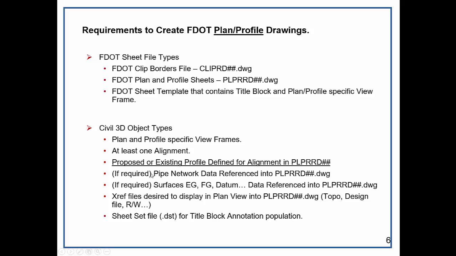And then if required, just like our plan drawings, we have to have pipe networks data referenced in, if required, surfaces, and also our XREFs to display in our plan view drawings, such as our topo file, design file, or right-of-way. And then just like our plan sheets also, we have a sheet set file or DST file that's created for our title block annotation population.